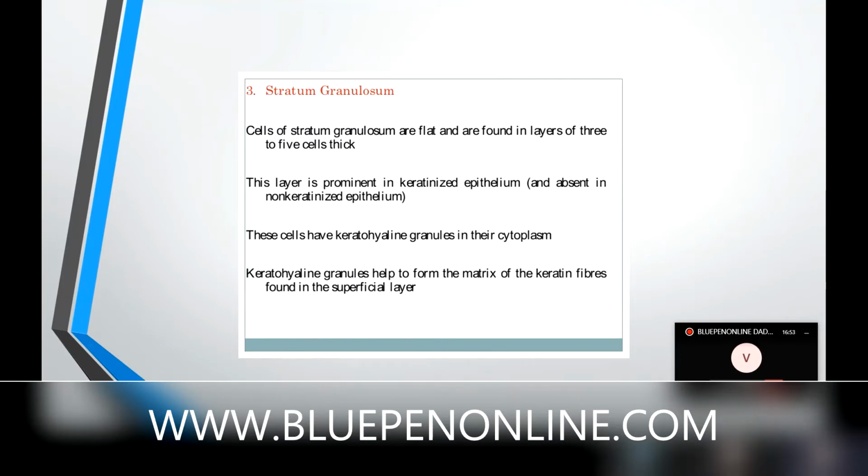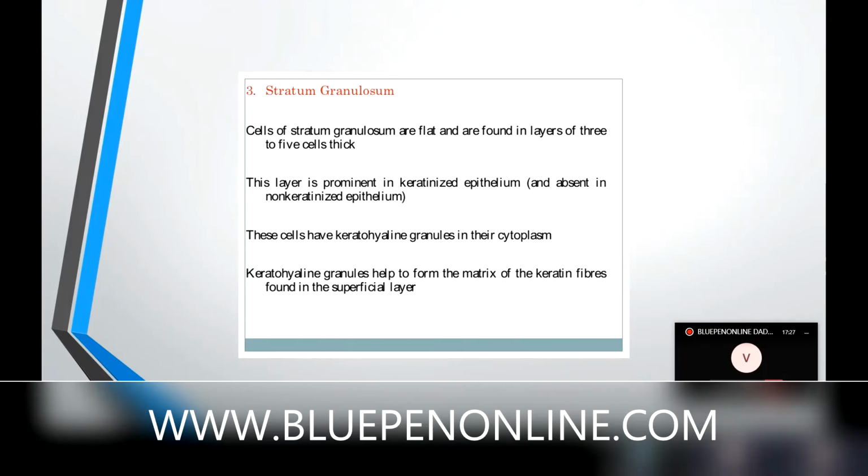Okay. So then coming to stratum granulosum, cells of stratum granulosum are flat and are found in a layer 3 to 5 cells thick. This layer is prominent in keratinized epithelium and absent in non-keratinized epithelium, because these are the ones which will have keratin granules, keratinocytes which produce keratin to form stratum corneum. So this layer is present in keratinized epithelium and not prominent in non-keratinized epithelium.